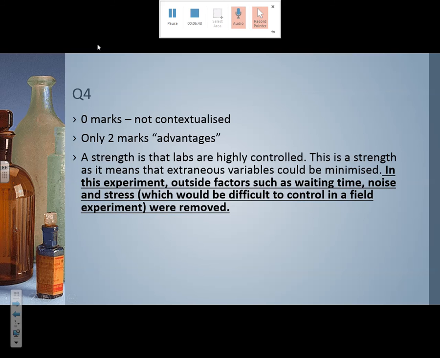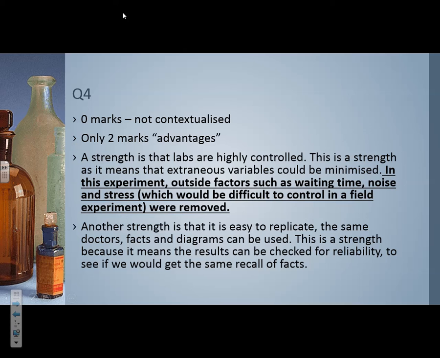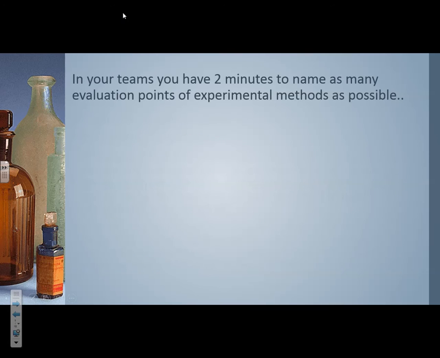And there's one, a strength: the lab is highly controlled, extraneous variables could be minimised. In this experiment, outside factors such as waiting time, noise and stress were removed. Another strength is it's easy to replicate, the same doctors, facts and diagrams. So you've contextualised the same doctors, the same facts and the same diagrams. This is a strength because it would mean the results can be checked for reliability to see if we would get the same recall of facts. So that's why you've got the marks there.